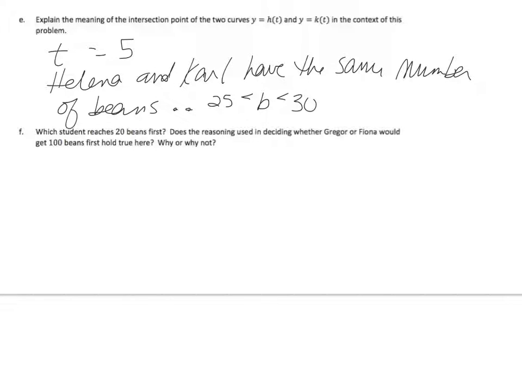All right. Which student reaches 20 beans first? Does the reasoning used in deciding whether Gregor or Fiona would get 100 beans first hold true here? Why or why not? Just looking at the graphs, you can see that Helena reaches 20 beans first.